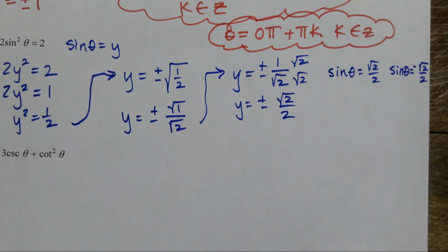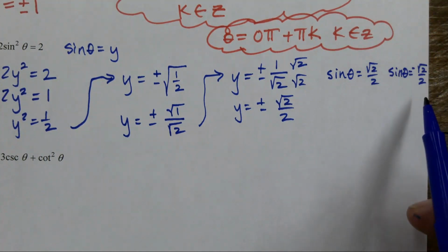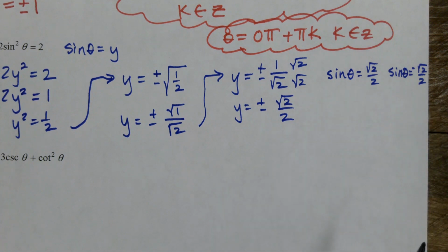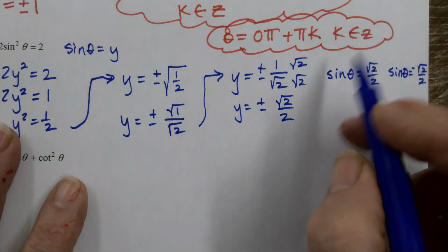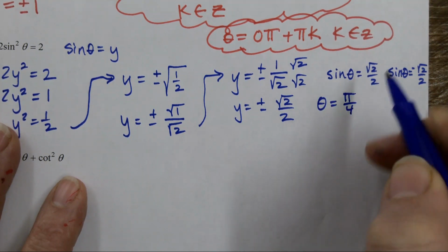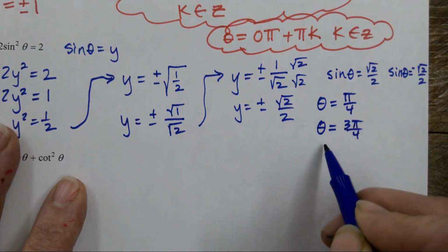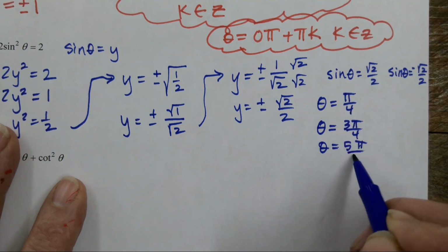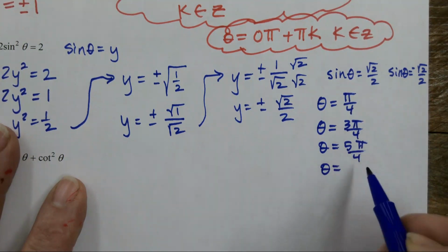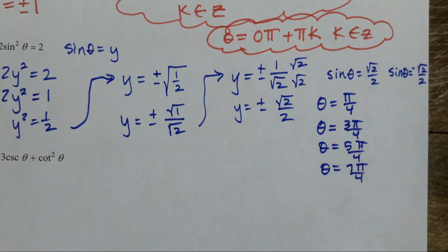Pi over 4 family. Because it lists all of these, positive and negative, I am going to write that theta is pi over 4, and theta is 3 pi over 4, and theta is 5 pi over 4, and theta is also 7 pi over 4. How do I finish this up? Plus 2 pi k.